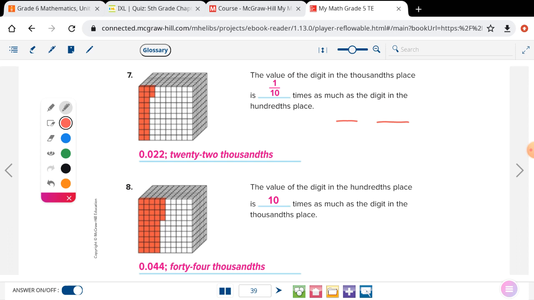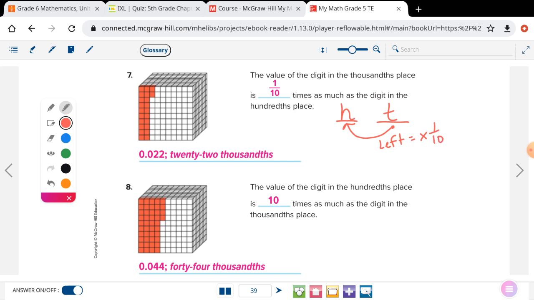Guys, use page 38 if you need it. That gives you the place value chart. Michaela, which one is the thousandths place? This one is the thousandths place. That one is the hundredths place. And we're going from the thousandths to the hundredths. So I'm moving left, which equals times 1/10.